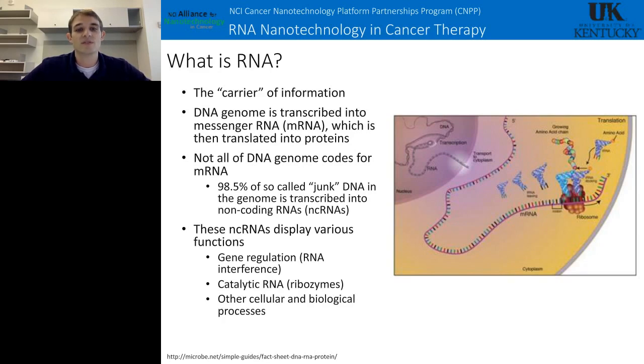These ncRNAs display various functions throughout the cell, including gene regulation, such as miRNA. This goes through different processing, and it can upregulate or downregulate the transcription or the translation of certain proteins. It can also act as catalytic RNA, such as ribozymes, which perform chemical reactions very similar to those of proteins. And it's involved in many other cellular and biological processes in the cell. I'll give a little more detail on that later.